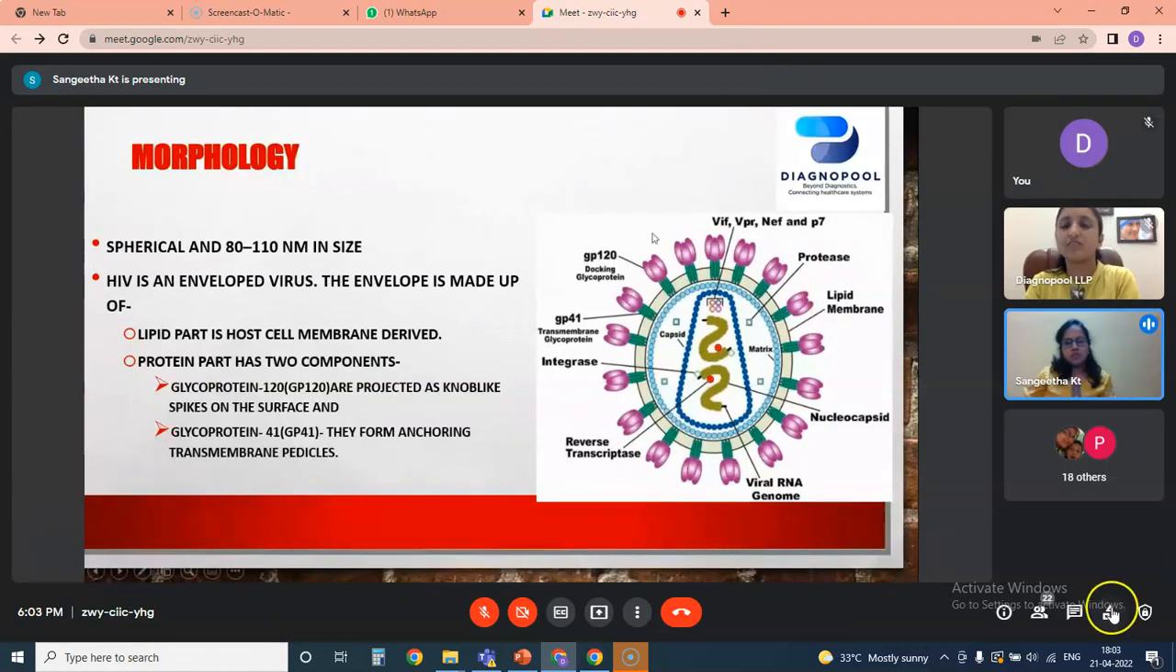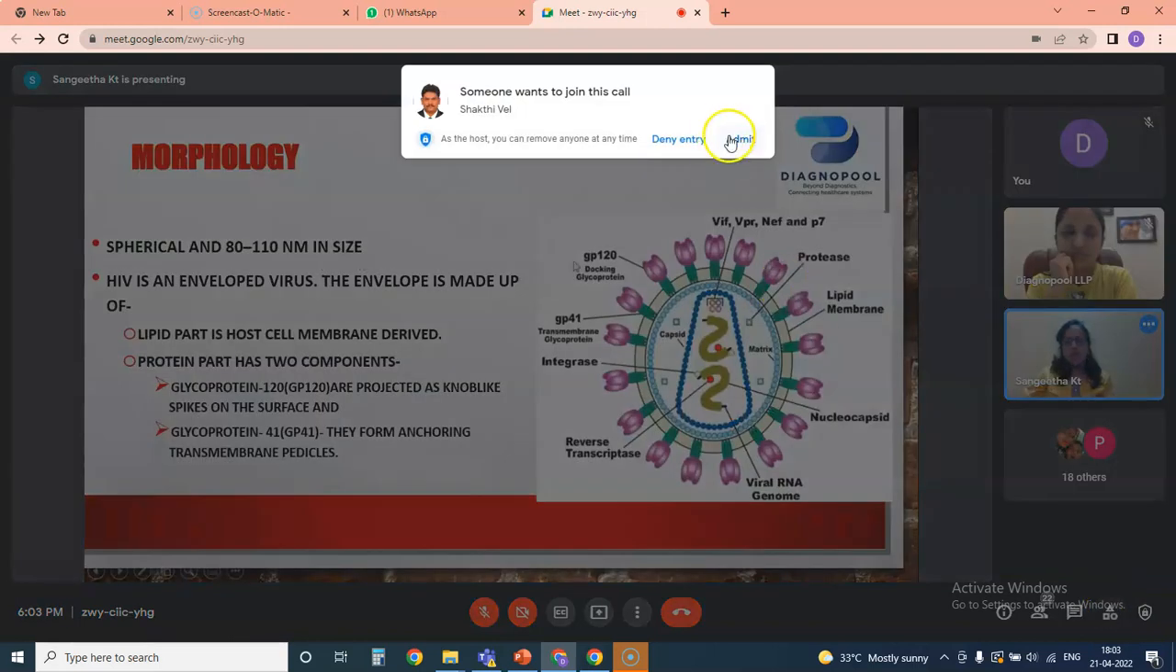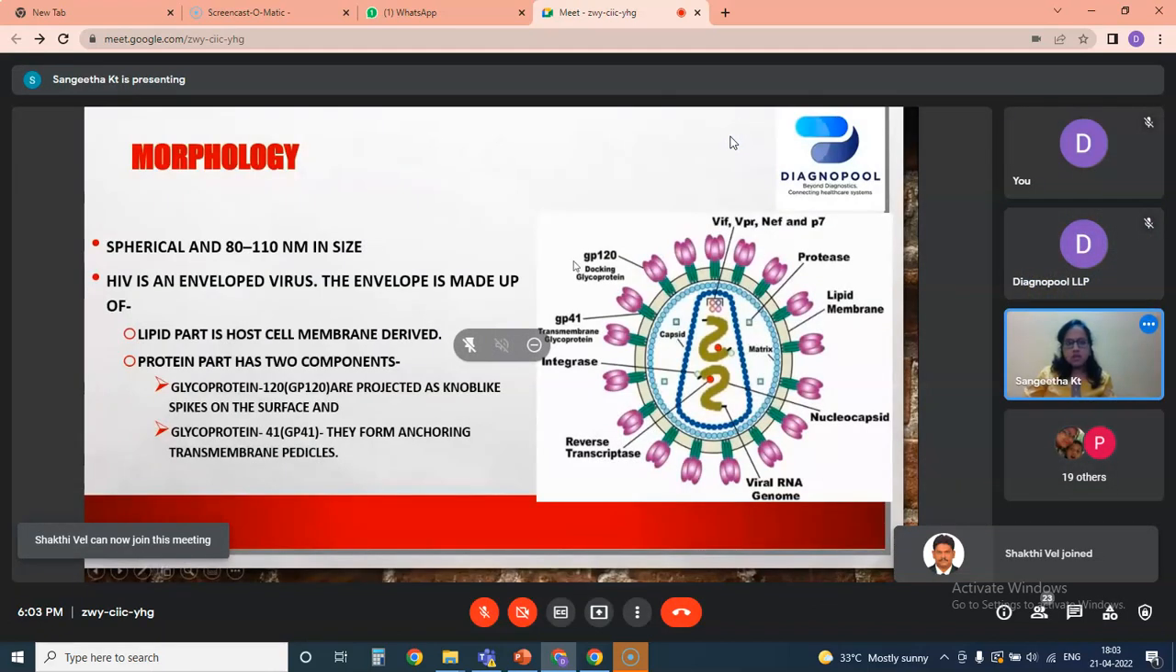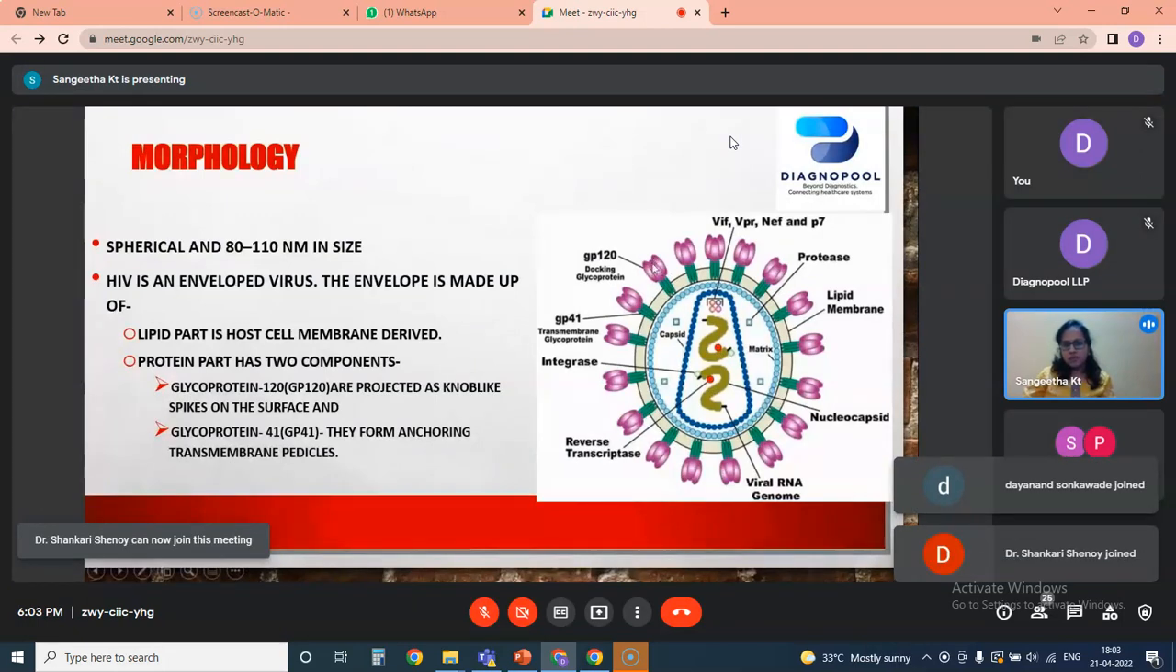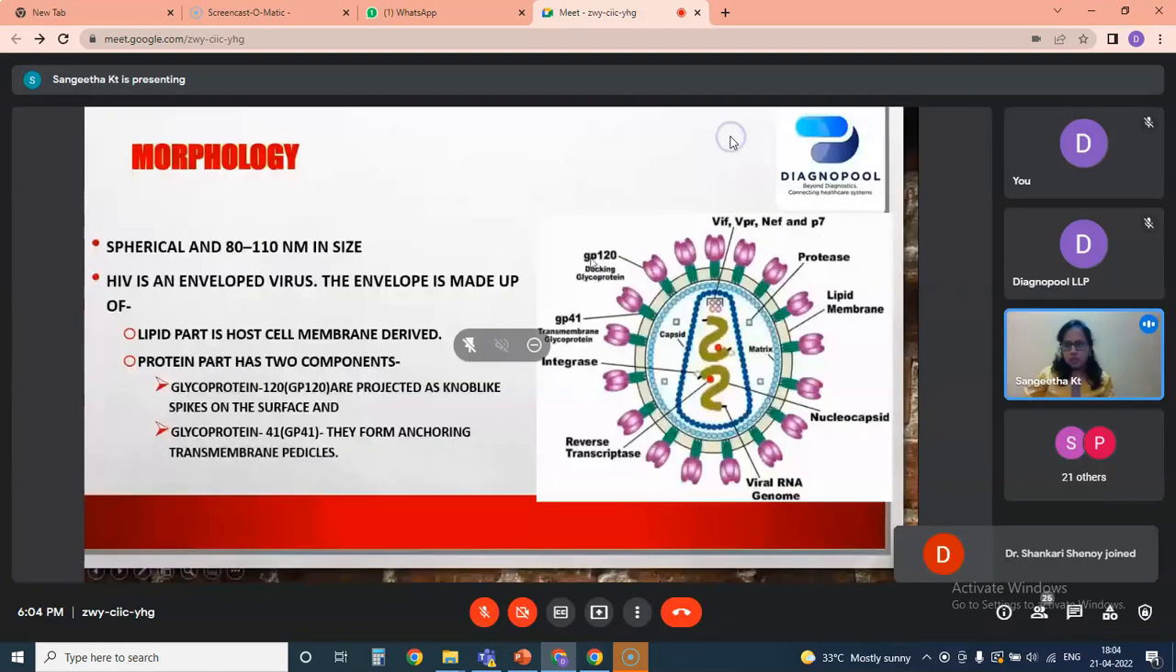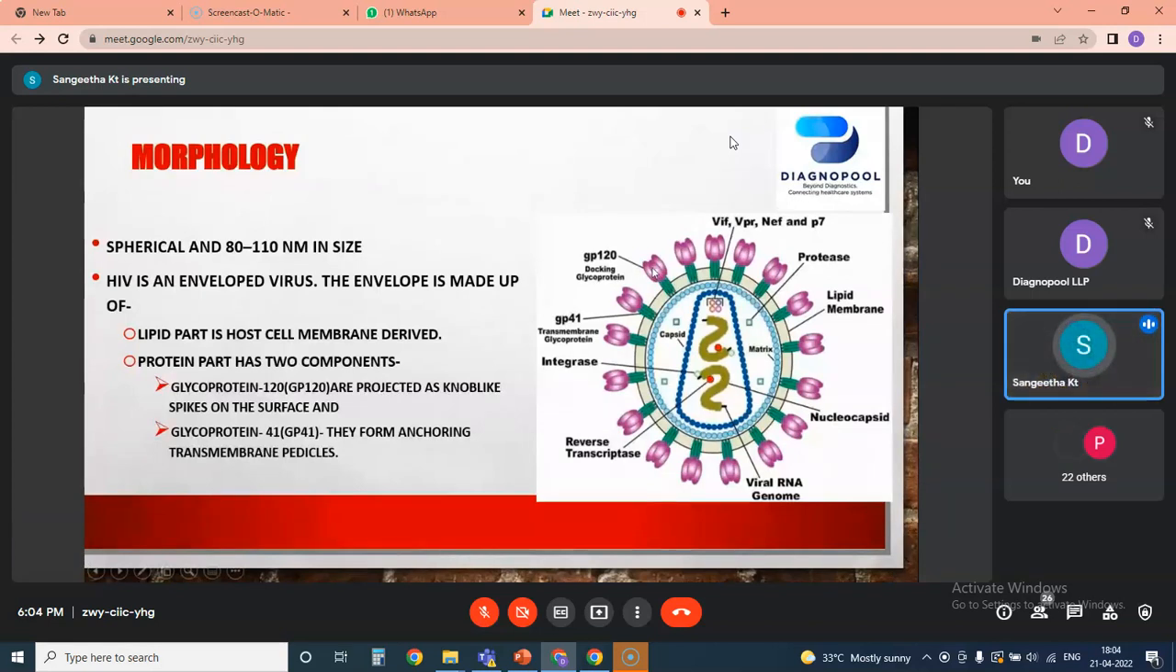To understand the morphology of the HIV virus, it is a spherical virus around 80 to 100 nanometers in size. It is an enveloped virus, as you can see here. The envelope is made up of a lipid part and a protein part. The lipid part is derived from the host, whereas the protein part has two components. One is a knob-like structure, which you can see here. That is GP, meaning glycoprotein. The number you see here is the mass of the protein in kilodaltons. This is GP120, the docking glycoprotein, which helps the virus attach to the receptor on the T cell.